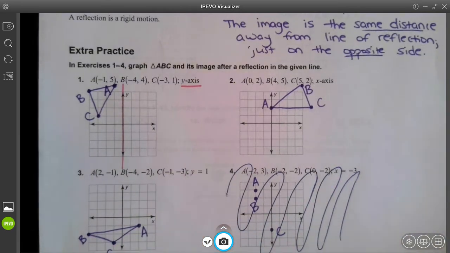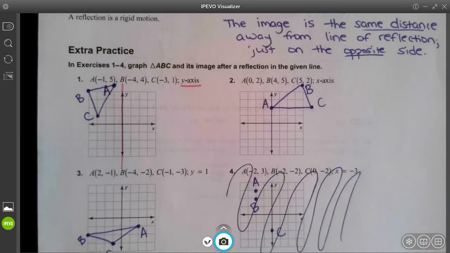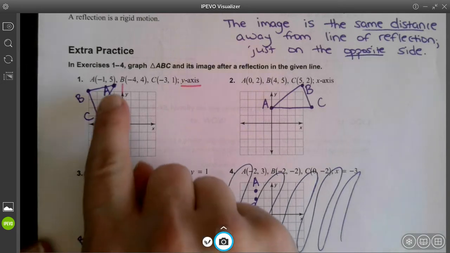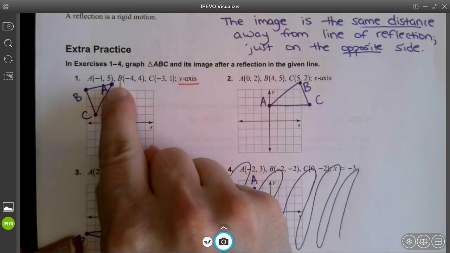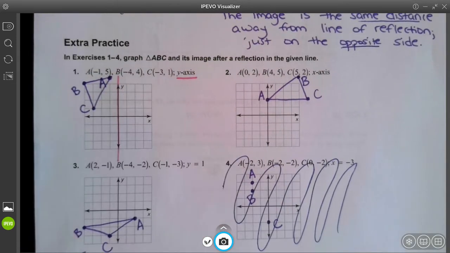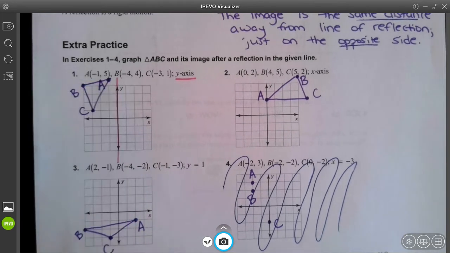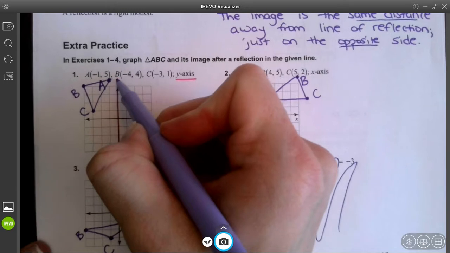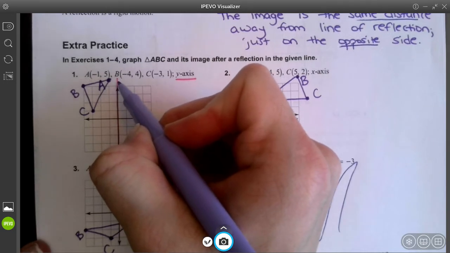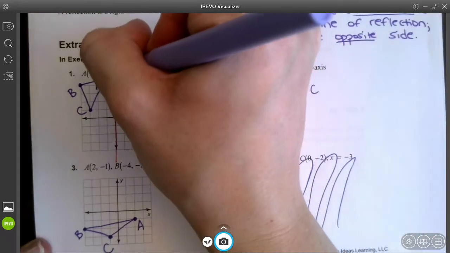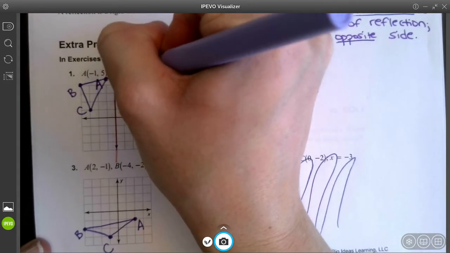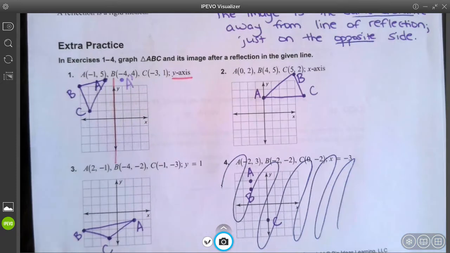So what we do when we do reflections, all we got to do is count the same number of units to the line of reflection, but on the opposite side. So point A is 1 unit to the left of the y-axis. So A prime, the new point, will be 1 unit to the right. Don't forget to label with a prime.